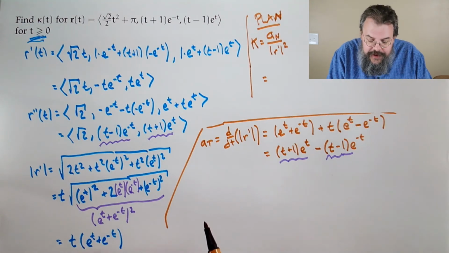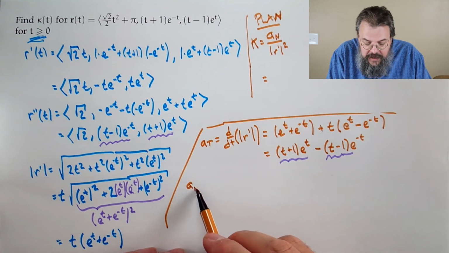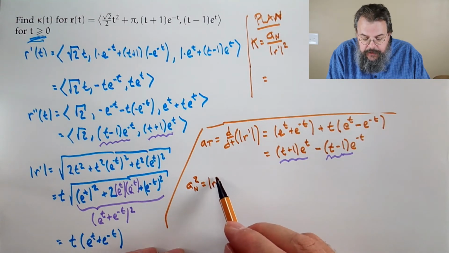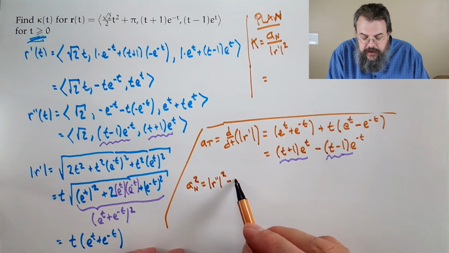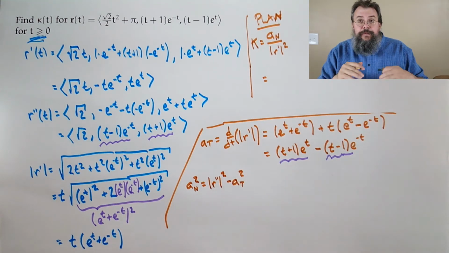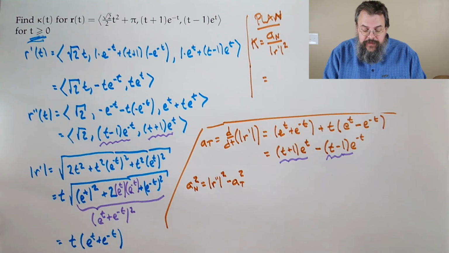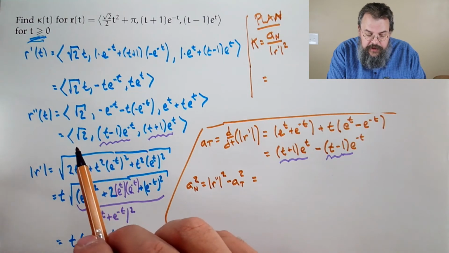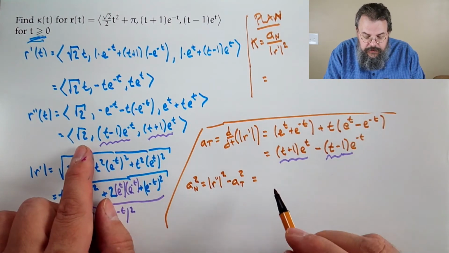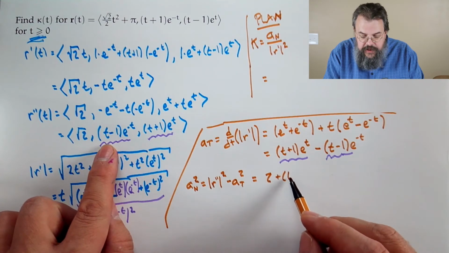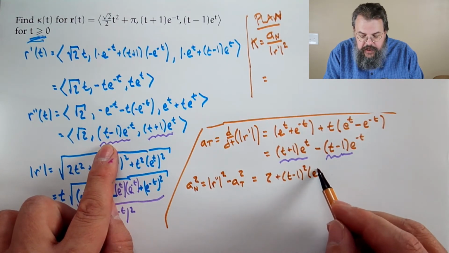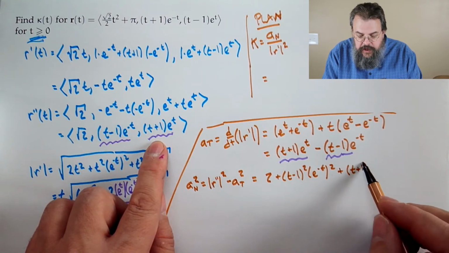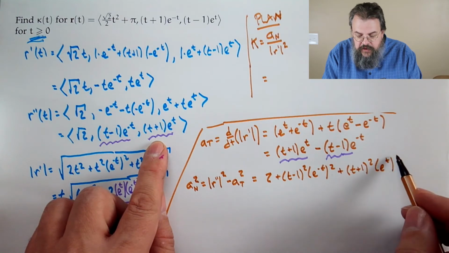All right, now we still have to do one more computation. And what's the last computation? Well, a sub n squared is you take the magnitude of r double prime squared and subtract a sub t squared. That comes back to our decomposition of acceleration. All right, magnitude of r double prime squared. We just have to take the square of each entry and add them up. So we're going to get 2 plus the square of this entry, t minus 1 squared e to the minus t squared, plus the square of that entry, t plus 1 squared e to the t squared.